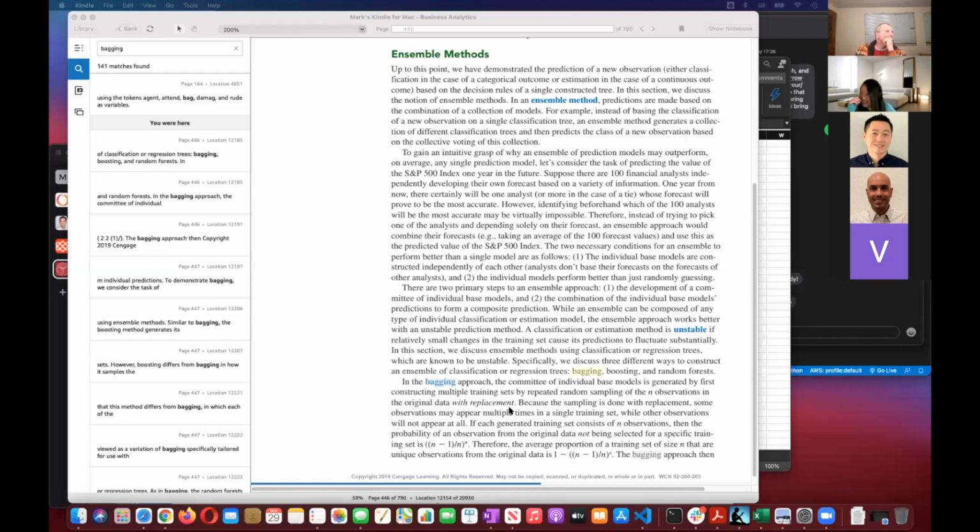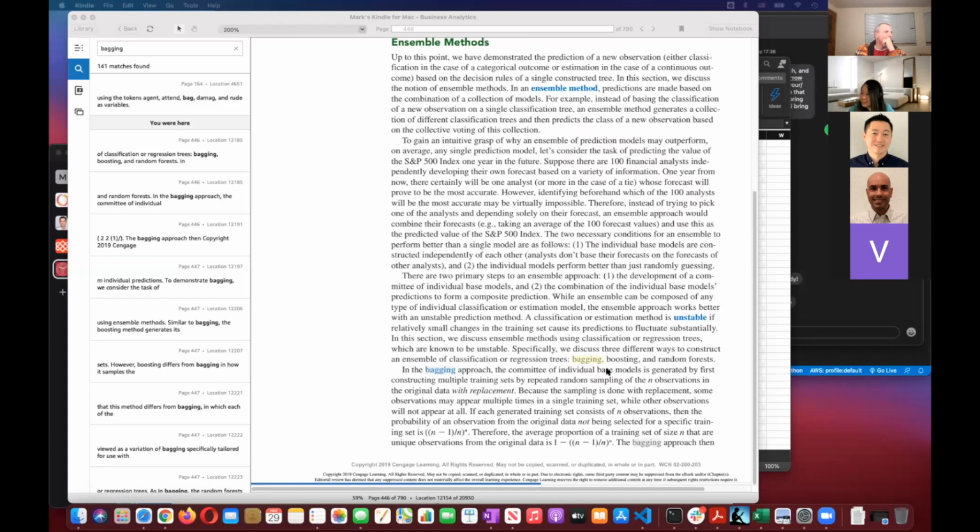No. Here we go. Ensemble methods here. Bagging. It's similar. Yeah, he did talk about that method of averaging and trying a bunch of stuff. I do remember him doing that.